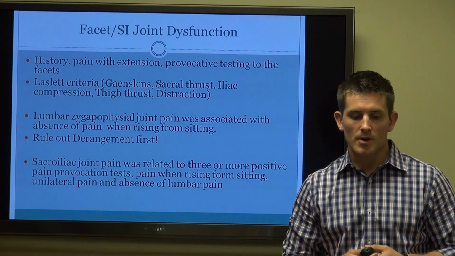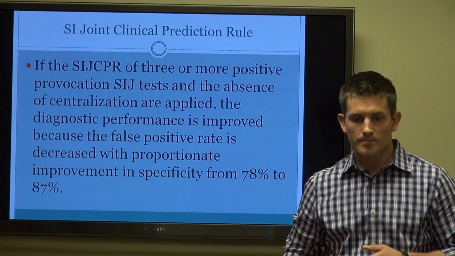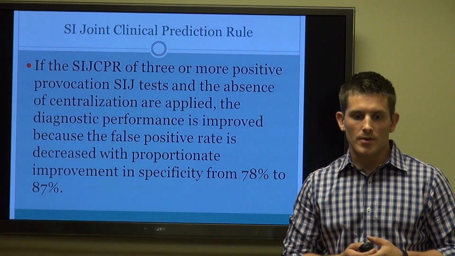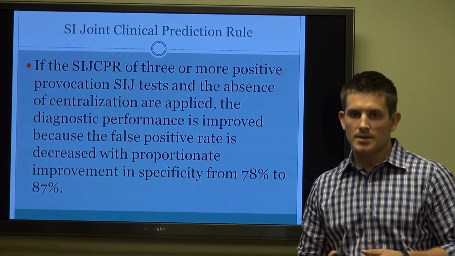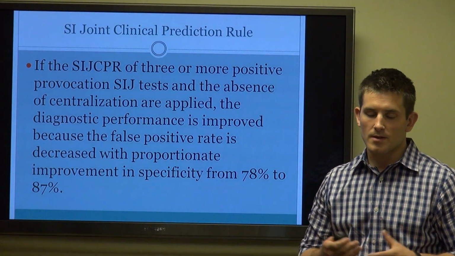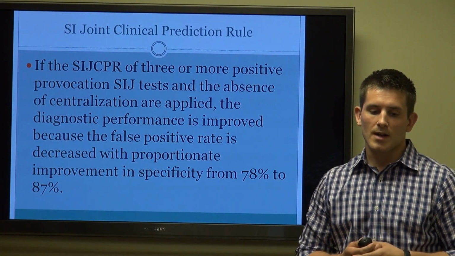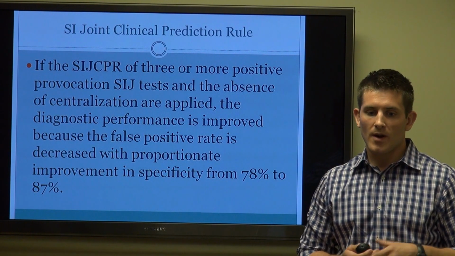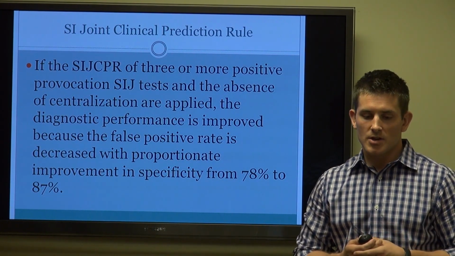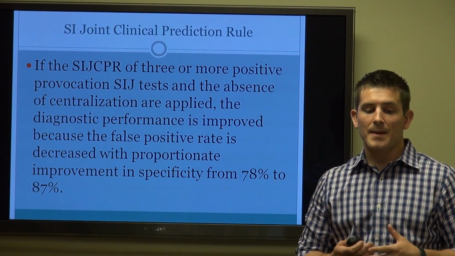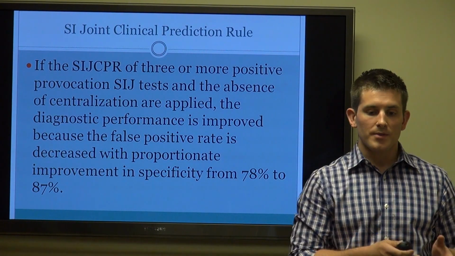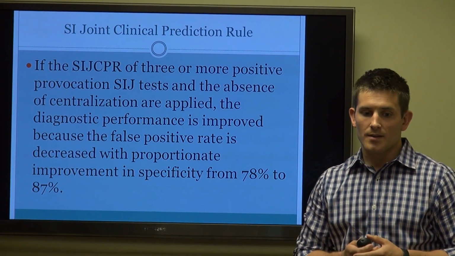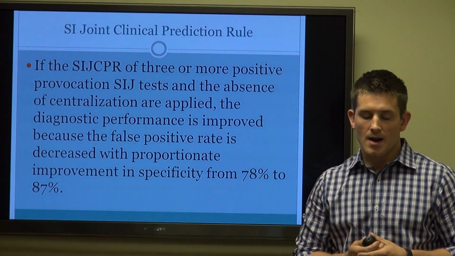So the SI joint clinical prediction rule is a battery of tests that Dr. Laslett came up with. He finds that if there are 3 or more positive provocation tests with the absence of centralization, so they've ruled out the disc, the diagnostic performance is improved.